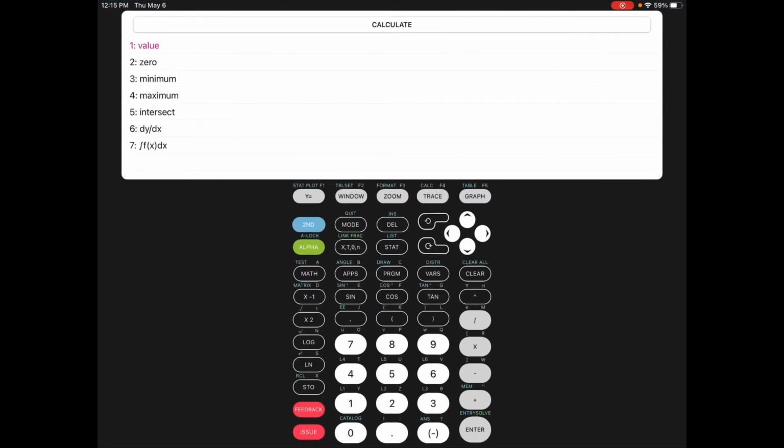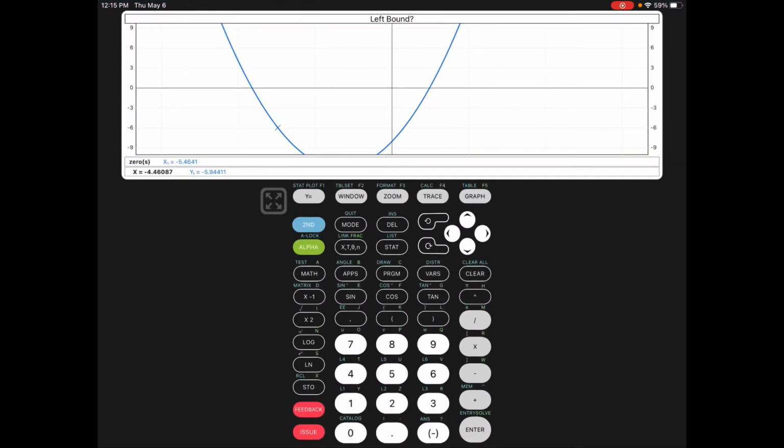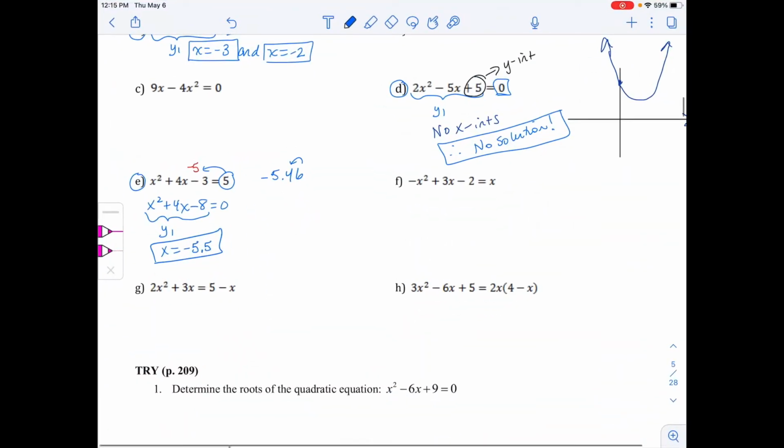second calculate, number 2. I'm going to scroll over and do my left bound and my right bound. And again, if you wanted to do y2 equals 0, that would work as well. There's my left boundary, here's my right boundary, and that intersection is 1.46, which we would round to 1.5. Okay, there are our 2 answers.